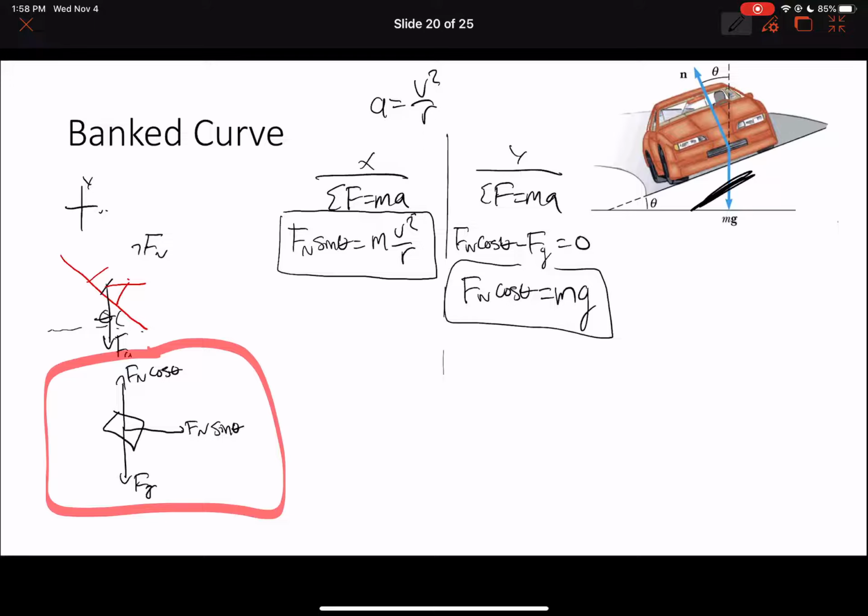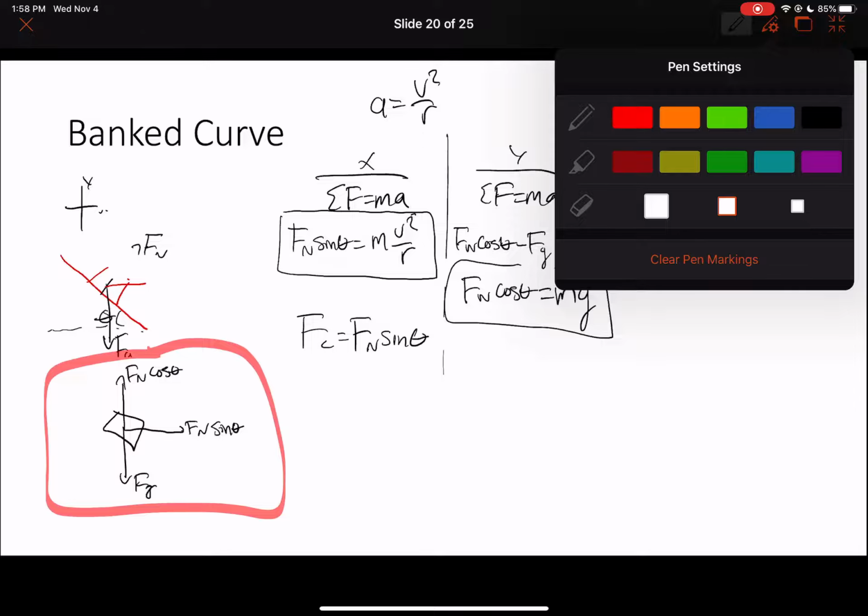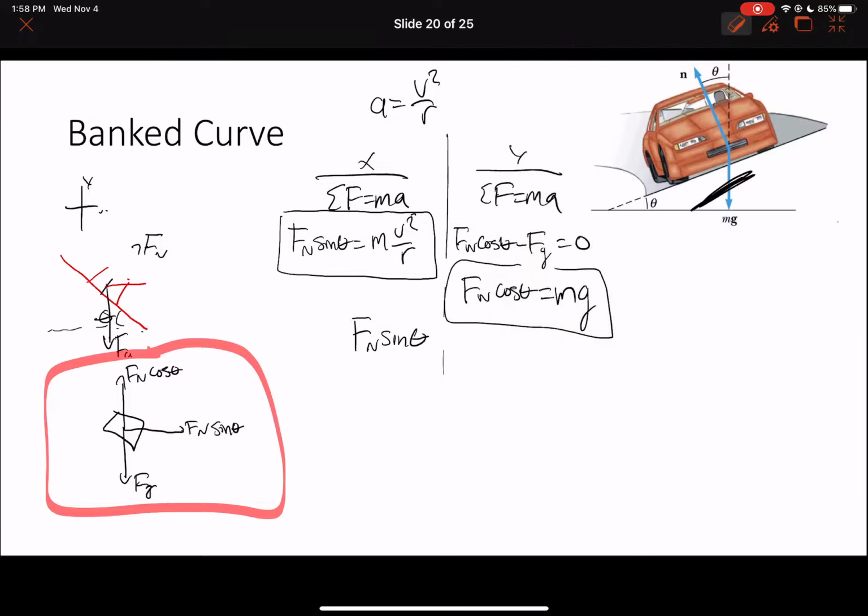The normal force times sine theta is equal to mass times v squared over r. So just your normal centripetal force equals mv squared over r, but now your centripetal force is equal to F_n sine theta, okay? And then on the right side, we just have the normal force cosine theta equals mg. Okay, this will solve most of your problems.